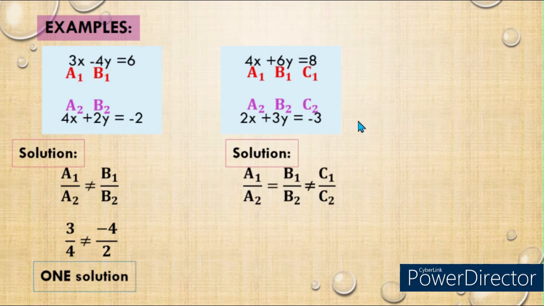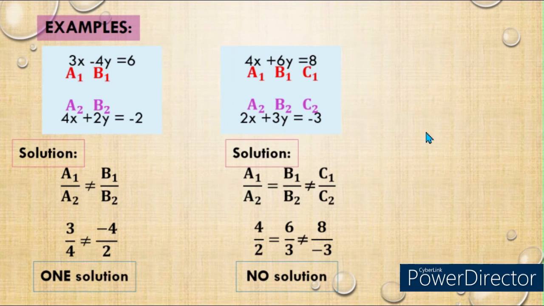Okay, pakita ko sa inyo kung ano ba yung sinasabi ko. So, substitute natin yung a sub 1, a sub 2, b sub 1, b sub 2, and c sub 1, and c sub 2. So, we have the equation 4 over 2 is equal to 6 over 3 is not equal to 8 over negative 3. So, as you can see, 4 over 2 is the same as 6 over 3. Since pareho lang naman, kapag simplify po natin, it is equal to 2. Therefore, the system has no solution.